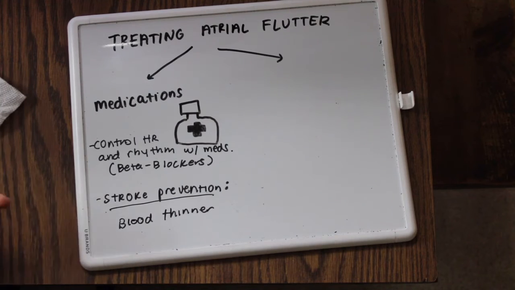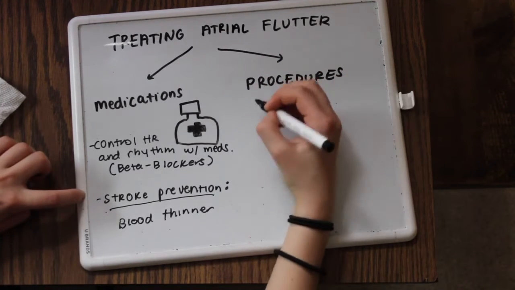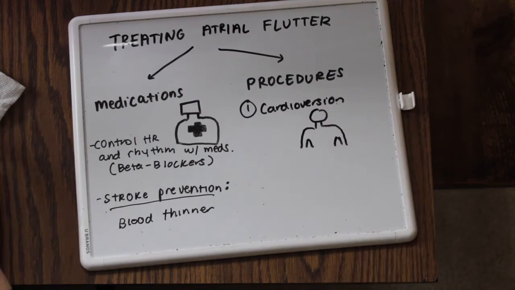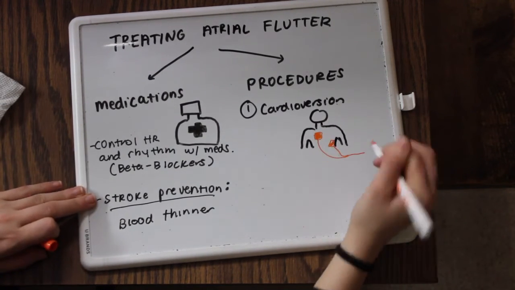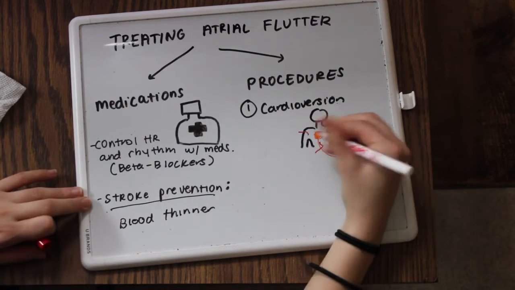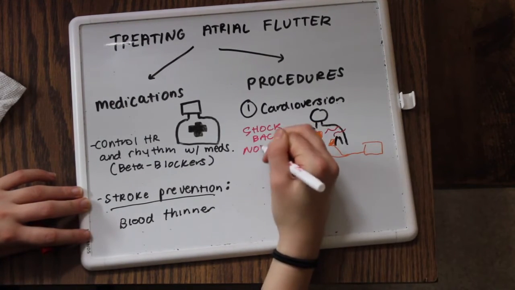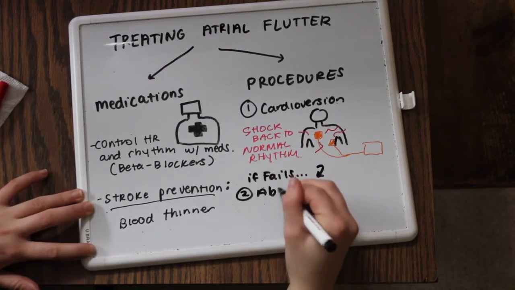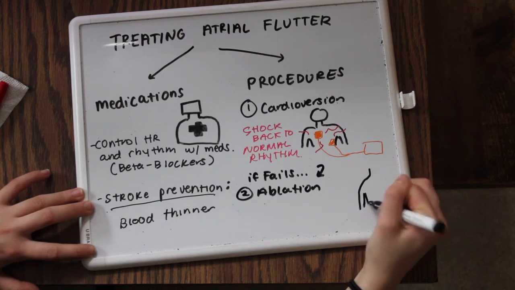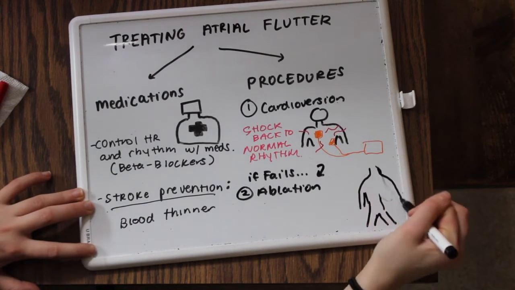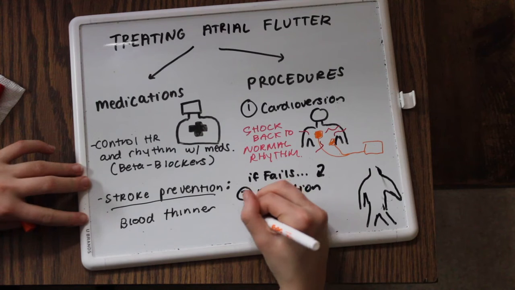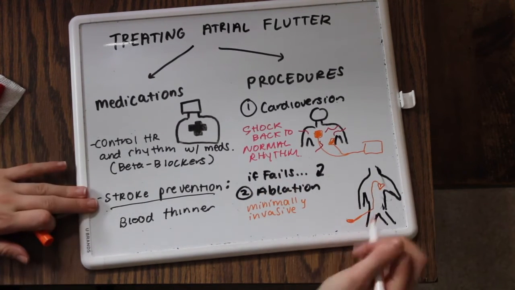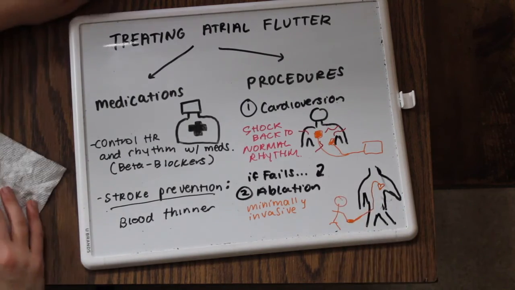Secondly, you may also have procedures to try to get yourself out of atrial flutter and back into normal sinus rhythm. The first procedure is a cardioversion. This is when they shock your heart in hopes of resetting it back into normal rhythm. If this fails, then you may need an ablation. An ablation is a minimally invasive procedure where they go through the groin with catheters and either burn or freeze tissues in the heart that cause the abnormal circuit in the upper chambers that are firing. And so burning this tissue or freezing this tissue will theoretically put you back into normal sinus rhythm and stop the atrial flutter.